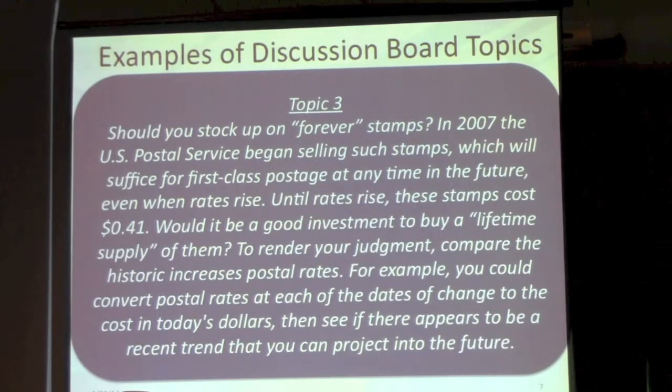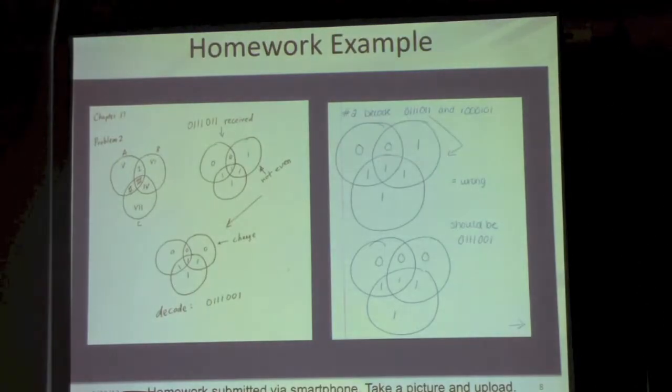And this is also one when we talk about the consumer price index. Students never realize that buying these forever stamps, should you stock up on them, that they actually are below the pace of inflation as they raise the price. So it's not that great of an idea to stock up on them. So those are just some examples of that.